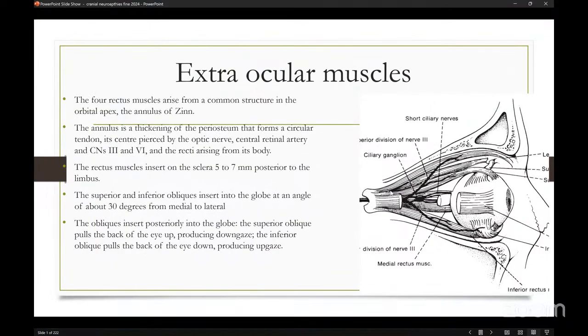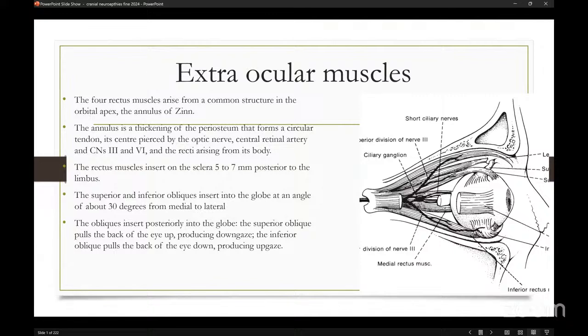The annulus is a thickening of periosteum which forms a circular tendon, and it is pierced by the optic nerve and the central retinal artery, and cranial nerves third and sixth, and the recti arise from its body. The four recti muscles insert into the sclera 5 to 7 millimeters posterior to the limbus.